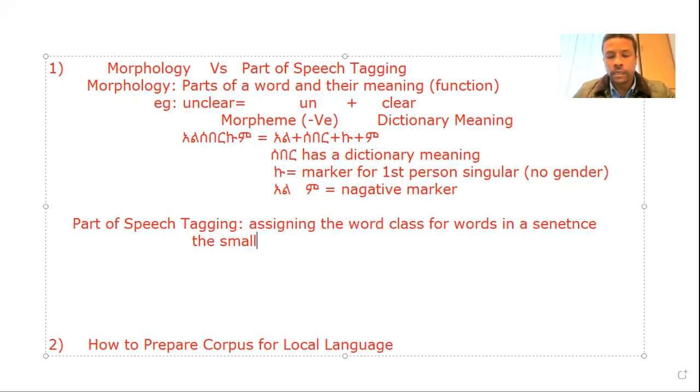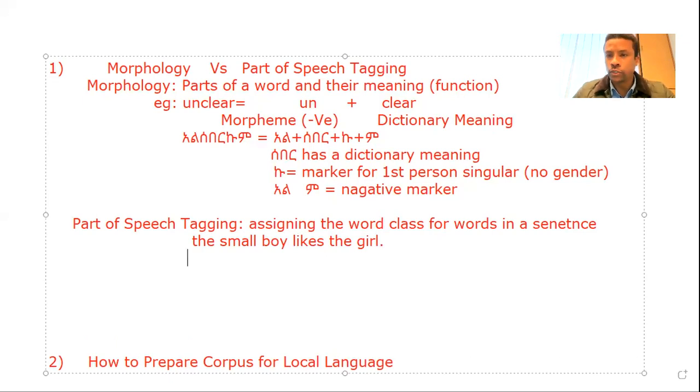small boy came, let's say, or likes the girl, okay? If you have this sentence, as you can see, there are many words, and each word belongs to some class. So for example, as we said last time, the is a determiner, small is an adjective, boy is a noun, like is a verb, the is again a determiner, girl is a noun. Now, giving each word the part of speech they belong to is what we call part of speech tagging.